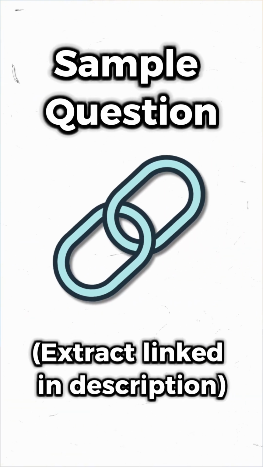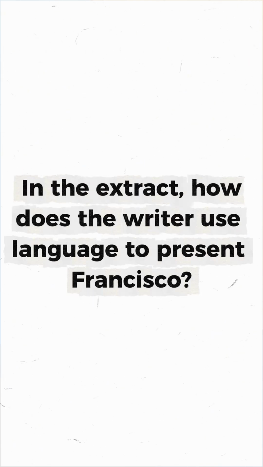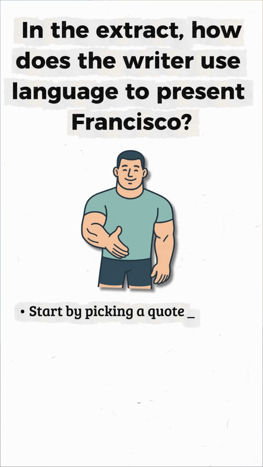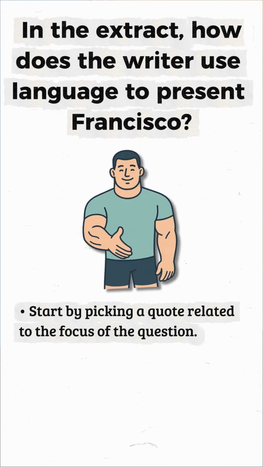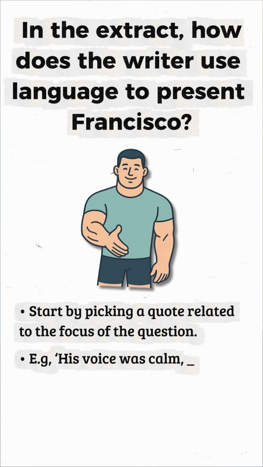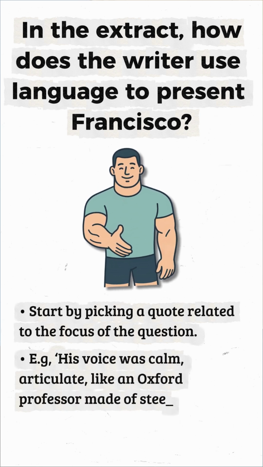So let's say that you were asked the following question. In the extract, how does the writer use language to present Francisco? We would start by picking a quote related to the focus of the question, like this one. "His voice was calm, articulate, like an Oxford professor made of steel."